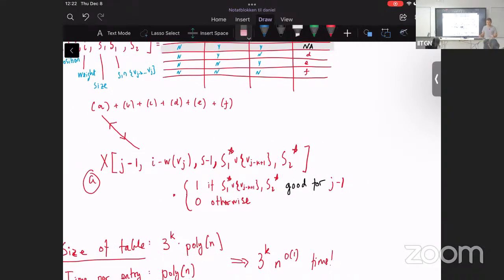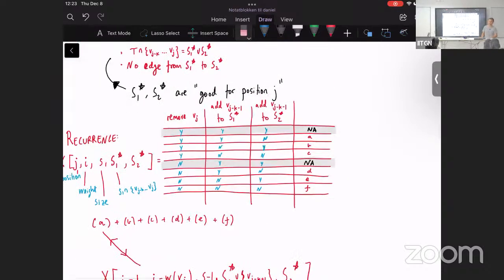Yes, and then, of course, finally you should do the sanity check, because if there is an edge between Vj minus k plus 1 to someone who's already in, let's say, s2 star, then you shouldn't count this. So you multiply it by 1 if s1 star, s2 star are good and 0 otherwise. And okay, you go through all of these 6 cases, you make recurrences like this for each one of them, and this works out.